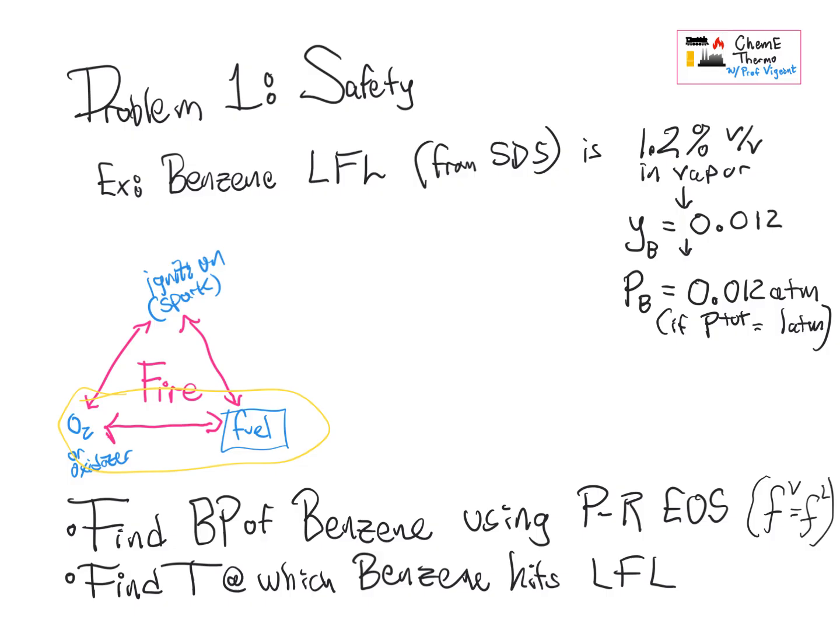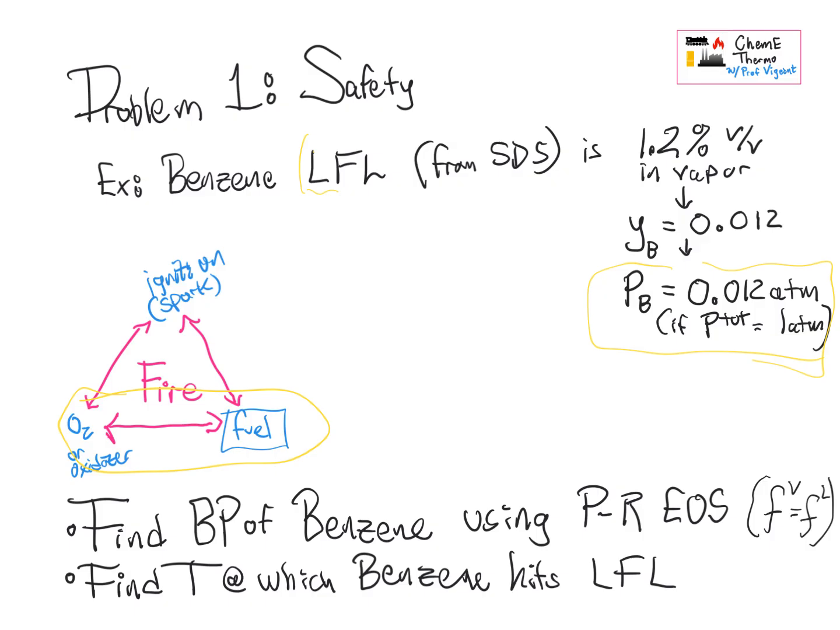So what we want to do here is we could do this by experiment. We don't want to do this by experiment. We want to know at what temperature is there enough benzene in the air that benzene could sustain a flame. And that's going to be when benzene has a partial pressure of about that number. So I want you to use the Peng-Robinson equation using the PREOS. You could do it by hand if you're into it, but I recommend using the calculator.